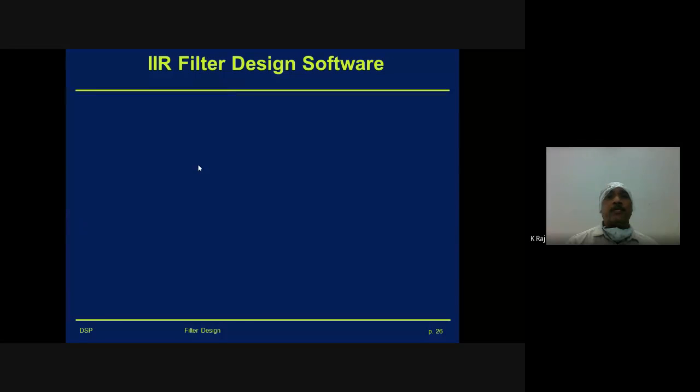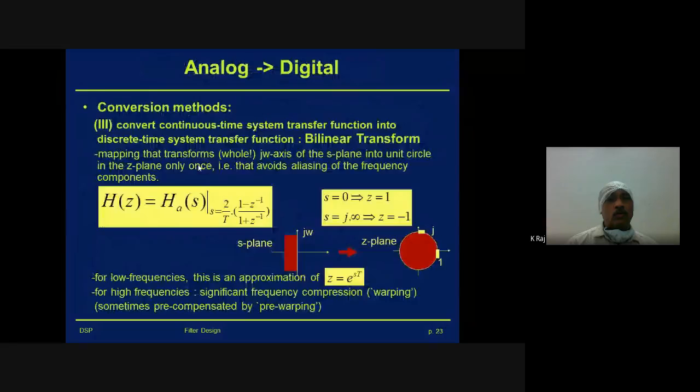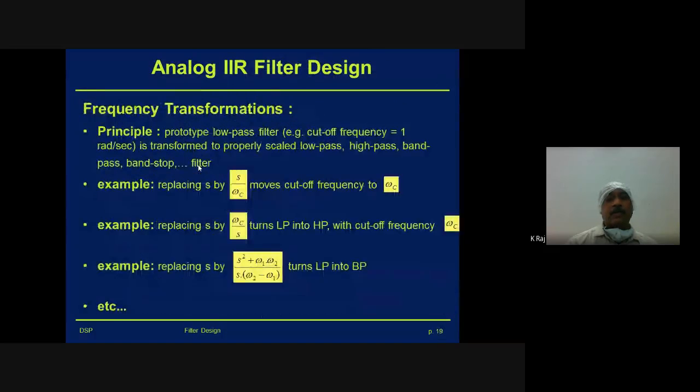First of all, we will design the low pass filter. After designing the low pass filter, suppose we are interested in designing another low pass filter having another cutoff frequency, then for that purpose s will be replaced by s by omega c, where omega c is the new cutoff frequency. And if we are interested in designing a high pass filter, then naturally the first filter will be designed as a low pass filter, and then it will be transformed by replacing s by omega c by s.